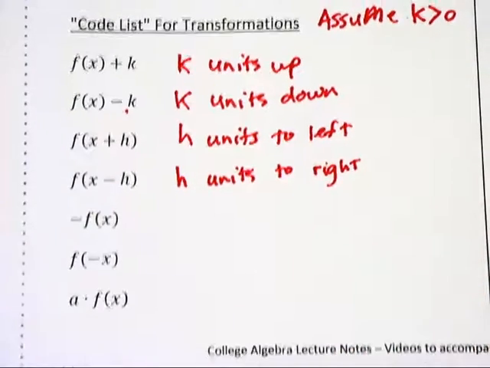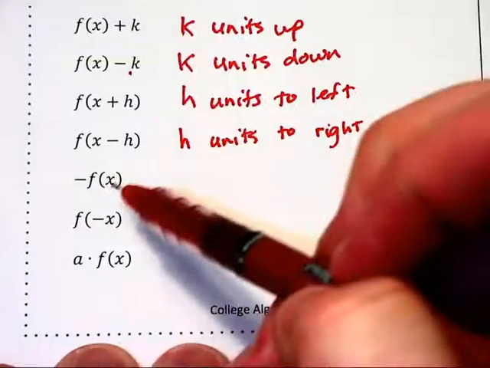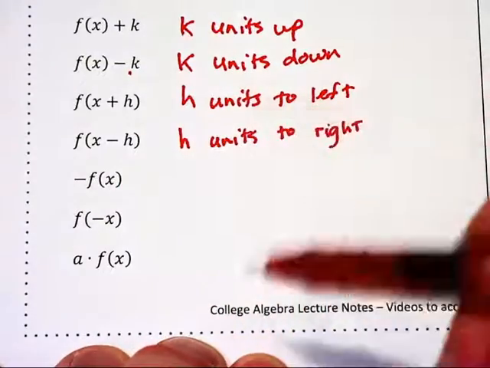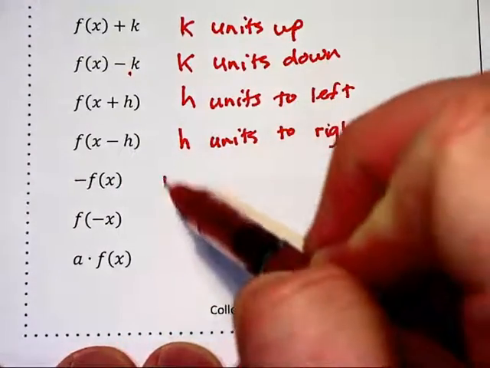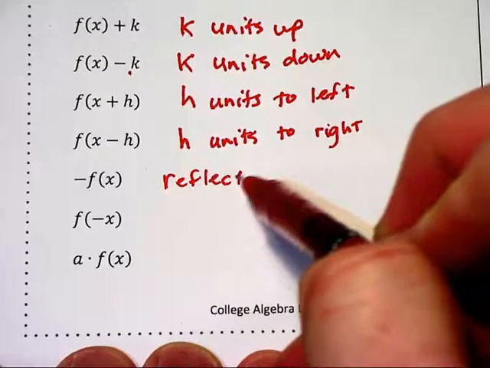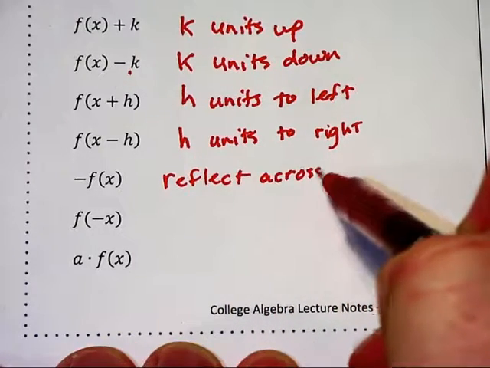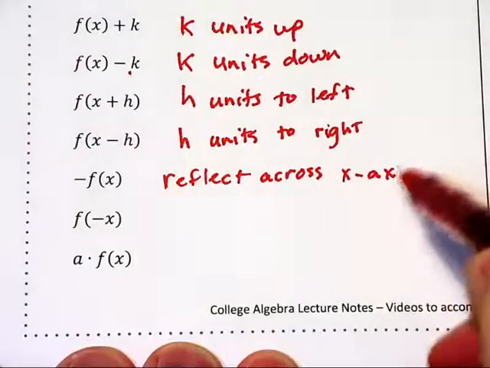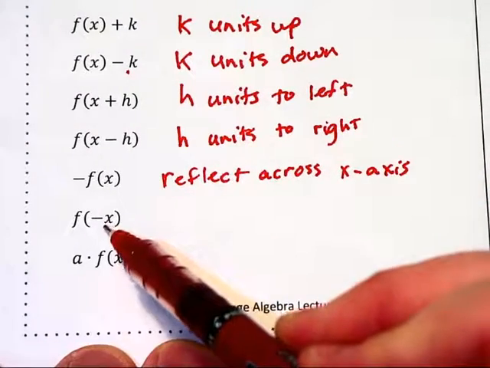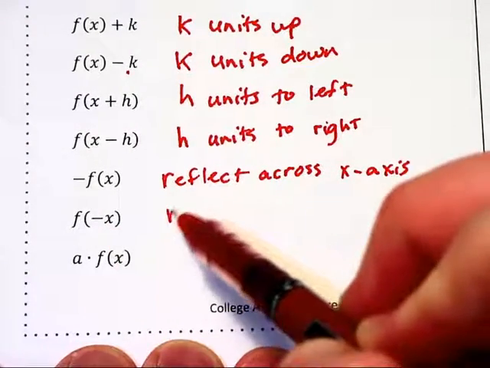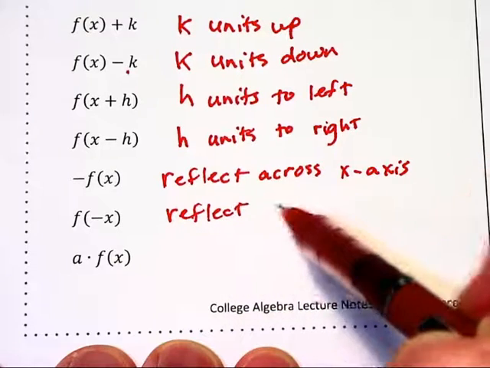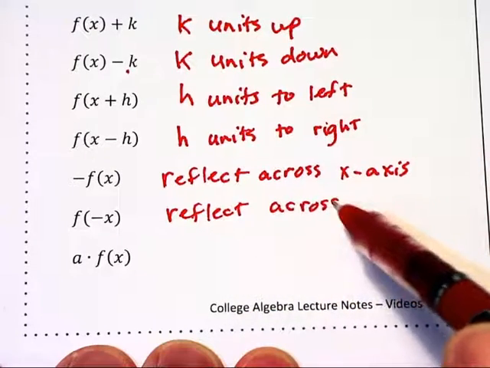When you have a negative in front of the function, basically that is going to flip it across the x-axis, or reflect across the x-axis. When the negative is inside the parentheses, that is going to reflect it across the y-axis.